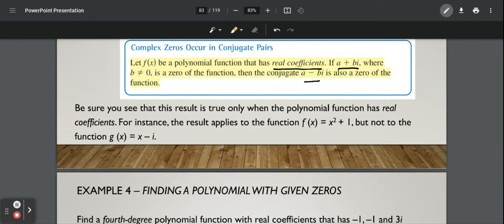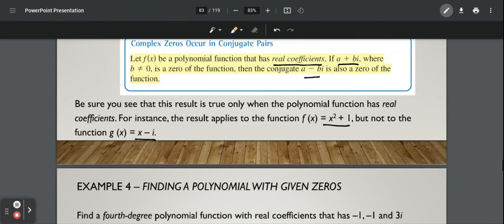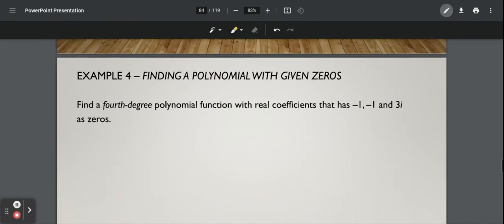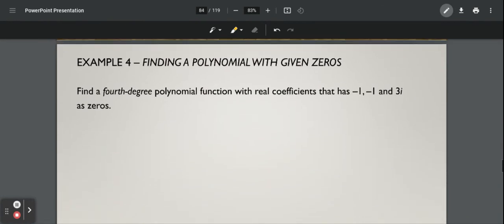Be sure you see that this result is true only when the polynomial function has real coefficients. So it would work if we had x squared plus 1, but if our polynomial was x minus i, where we don't have all real coefficients, then that rule doesn't hold. So in this next example, let's find a polynomial with the given zeros.